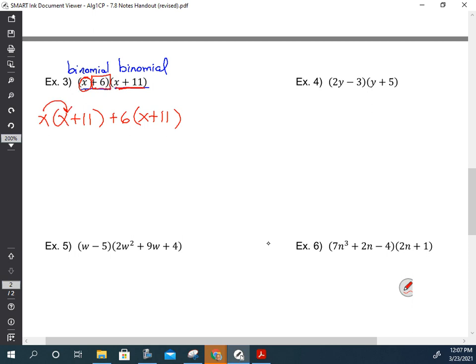So x times x is x squared. x times 11 gives you what? 11x. Positive 6 times x gives you what? 6x. And then 6 times 11, 66.